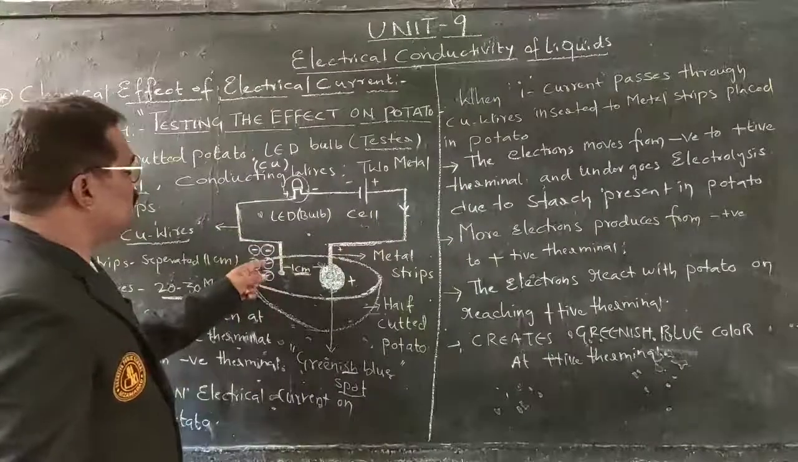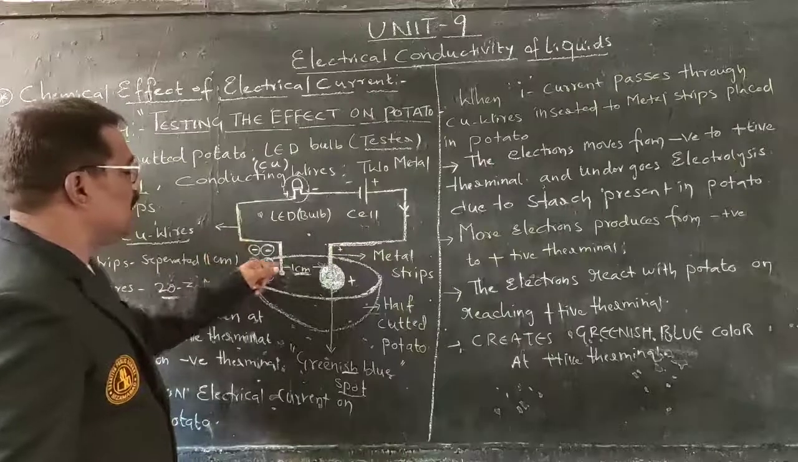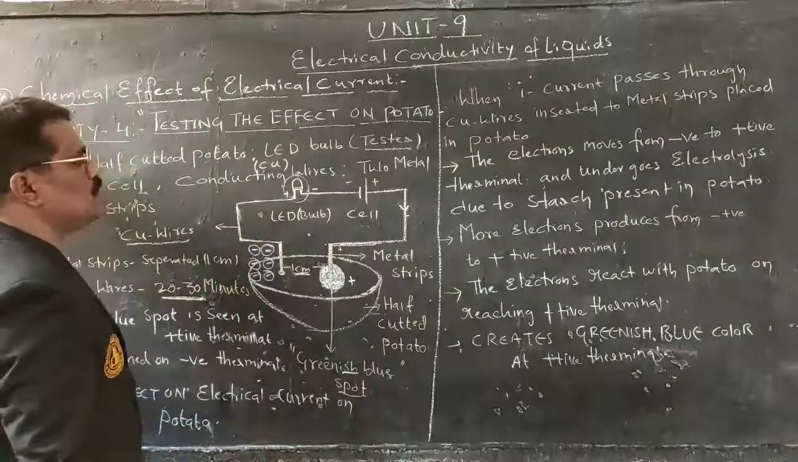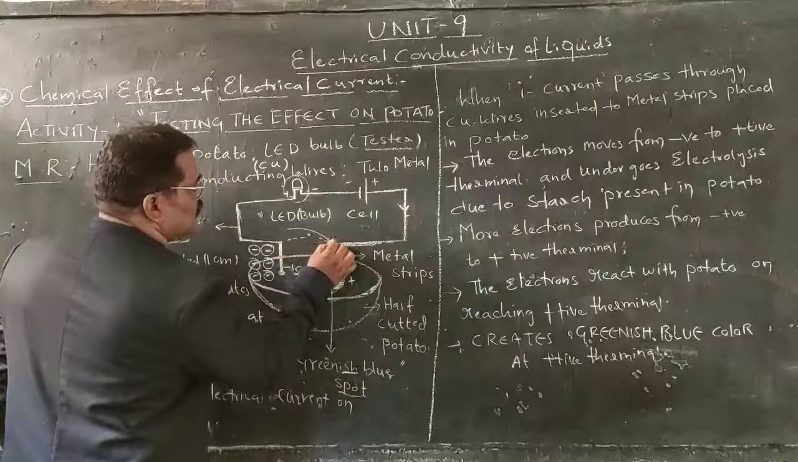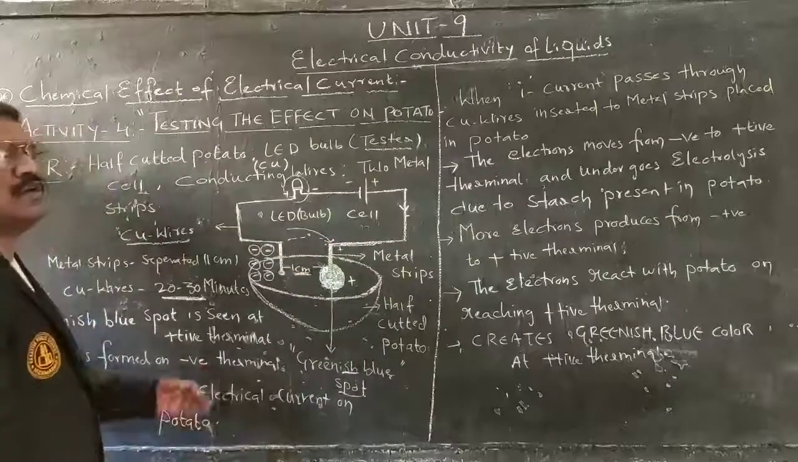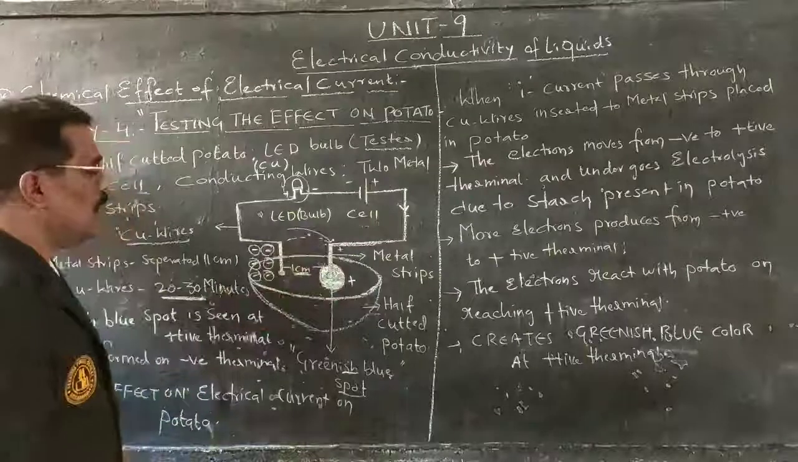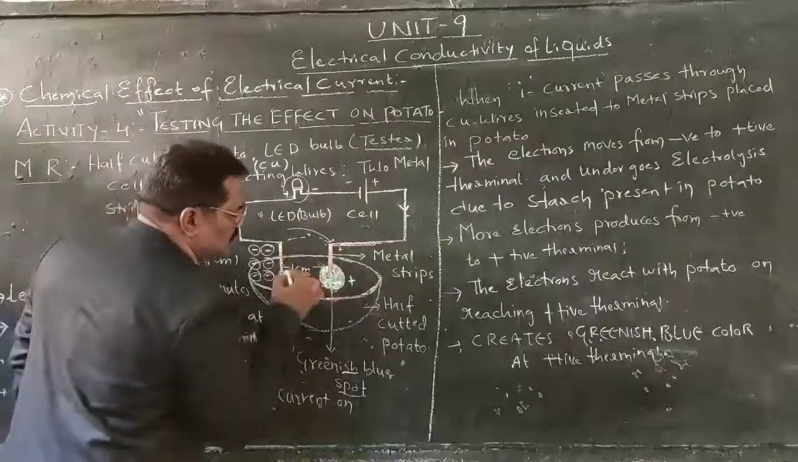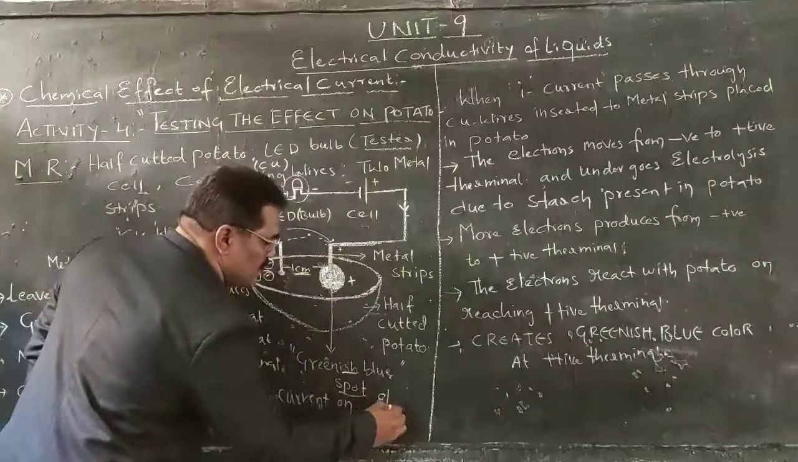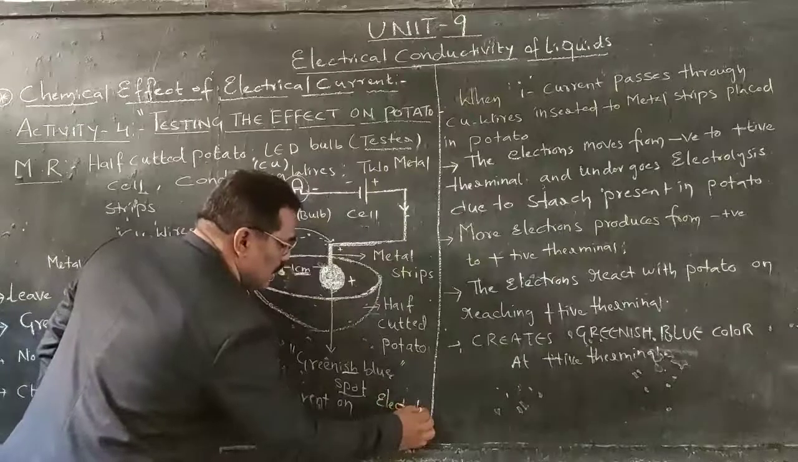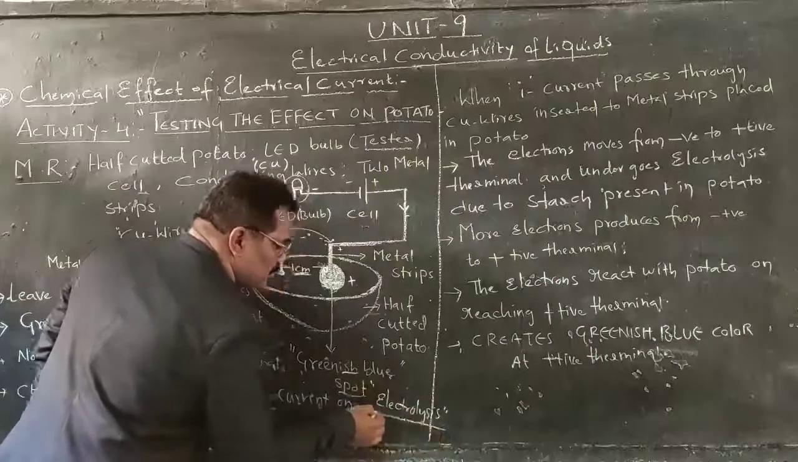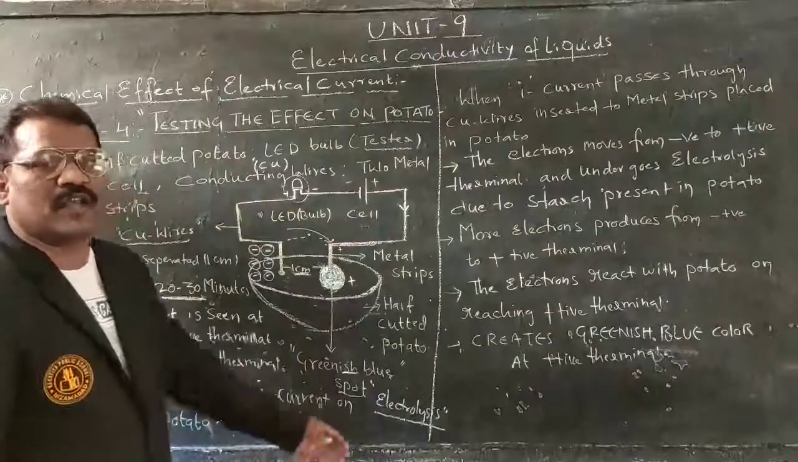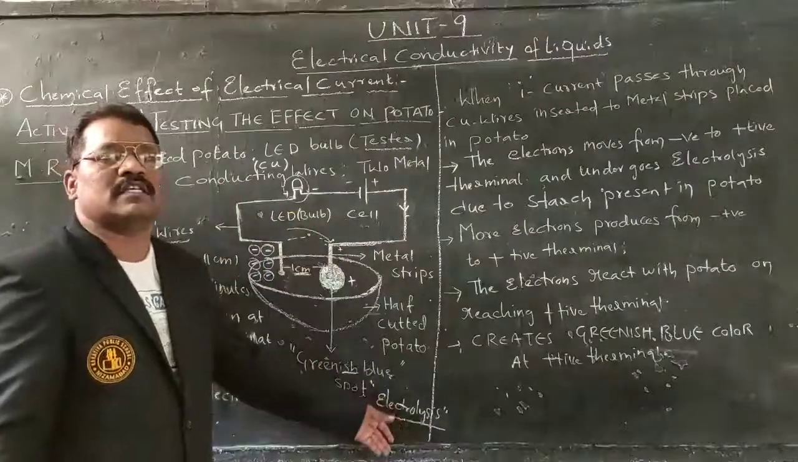Therefore, as the number of electrons existing at the negative point will be more, what happened? They start moving towards the positive terminal. As they are moving towards the positive terminal, one process will take place. That process is called the electrolysis process.